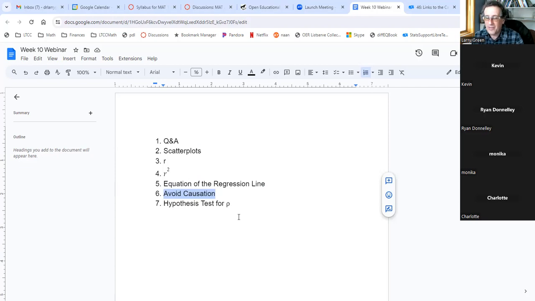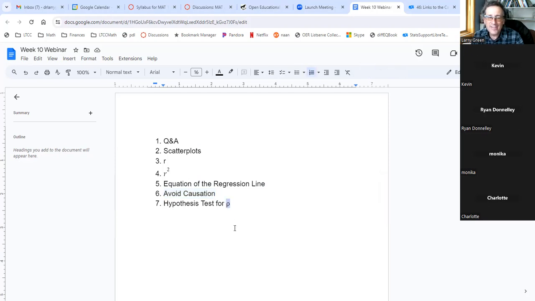Now I'll talk about some of the ways of avoiding the mistake and some of the verbiage that you need when we're going into what's called regression analysis, which is what this chapter is, chapter 12. And then, as I promised a few weeks ago, every week has hypothesis testing. So we're going to have a hypothesis test.